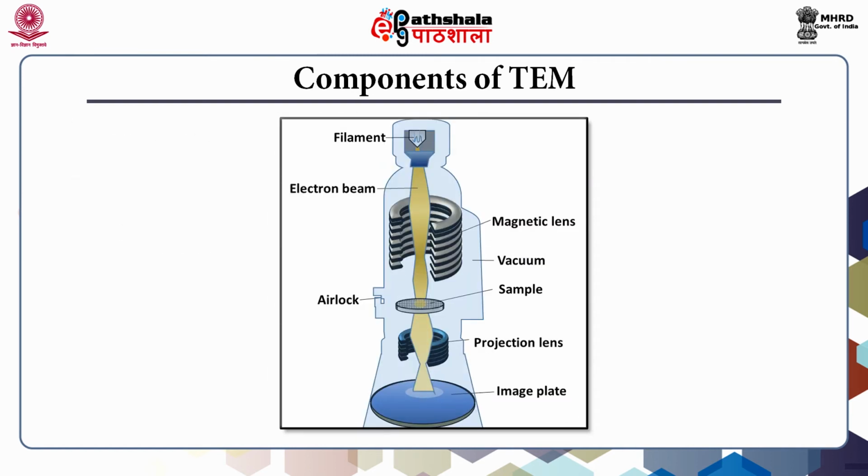Diagram depicts various components of transmission electron microscope that we have discussed so far. Filament is located at the top, then down the line is magnetic lens and sample holder.